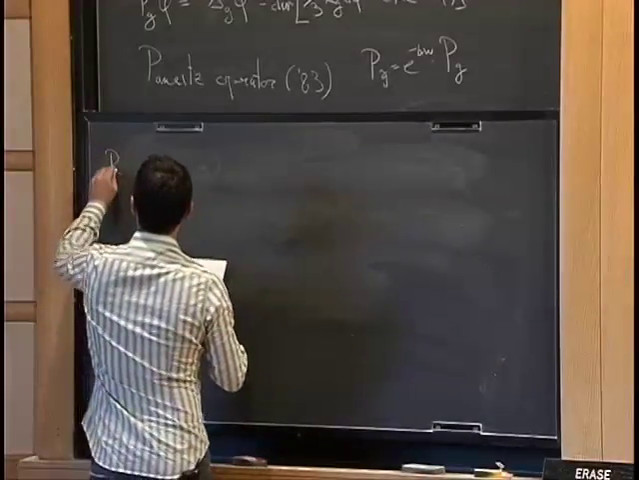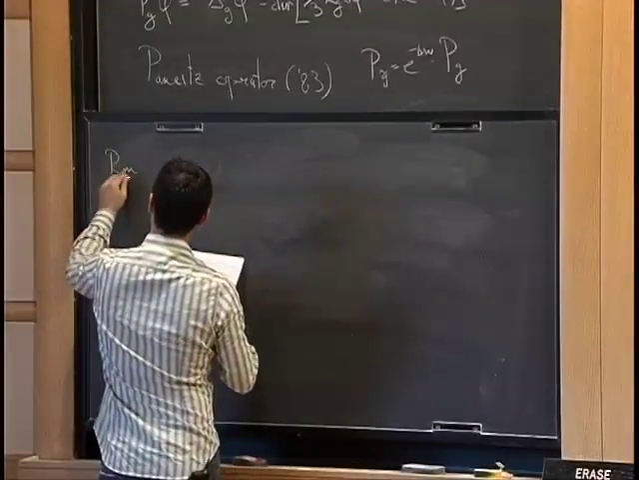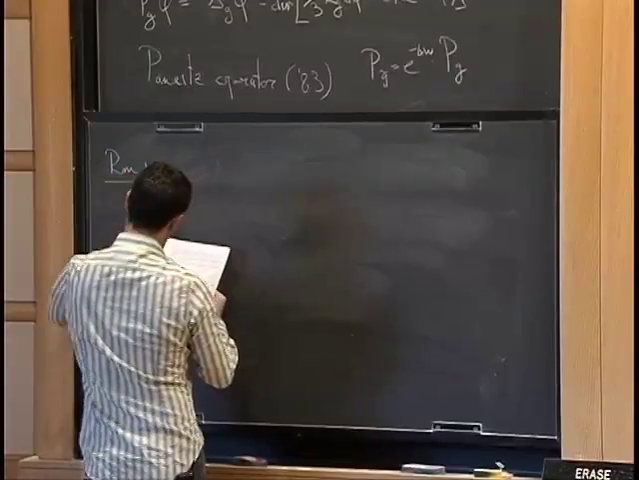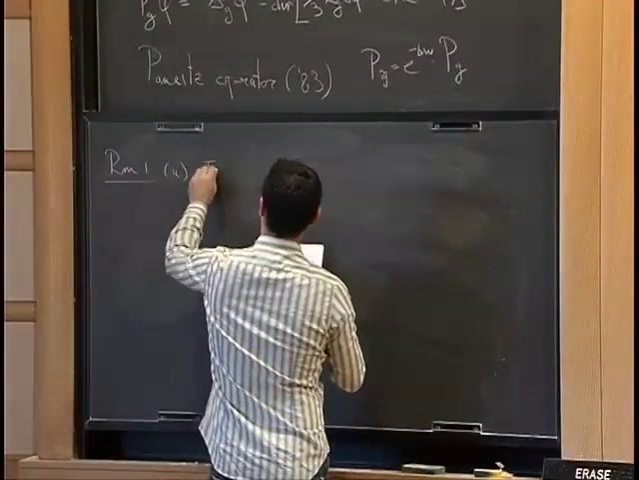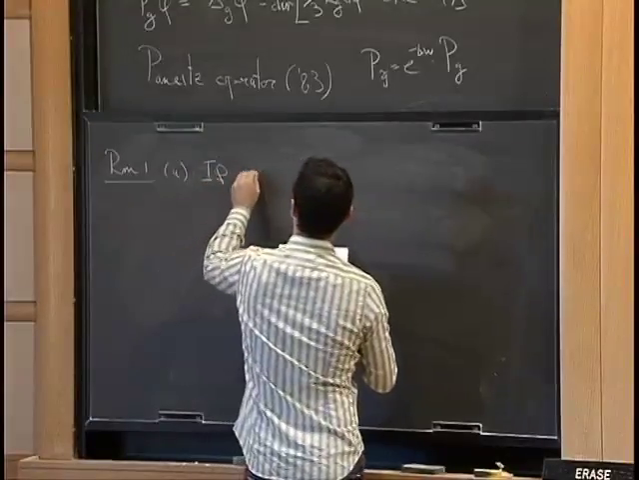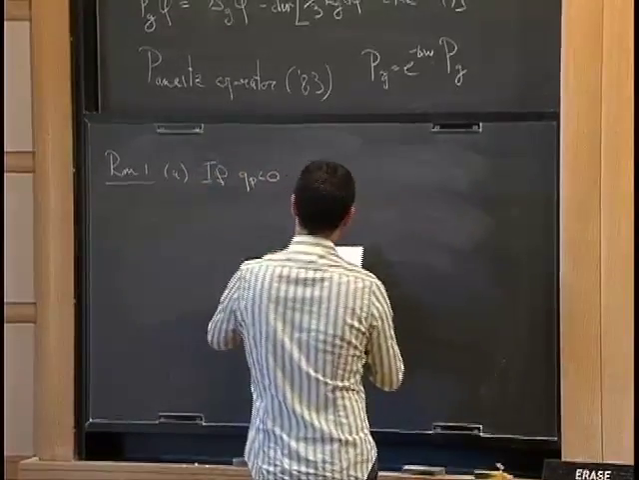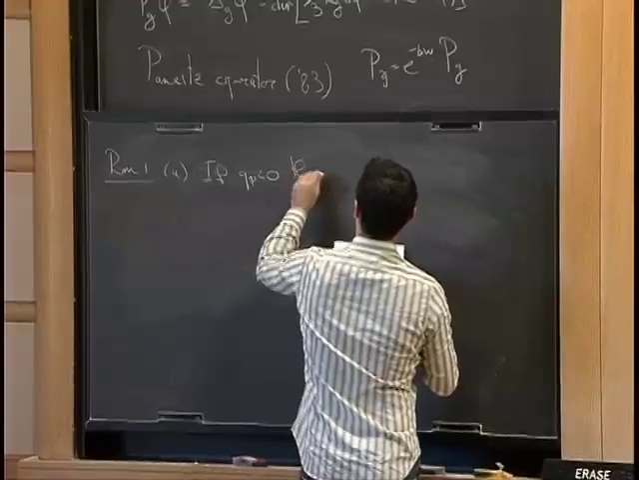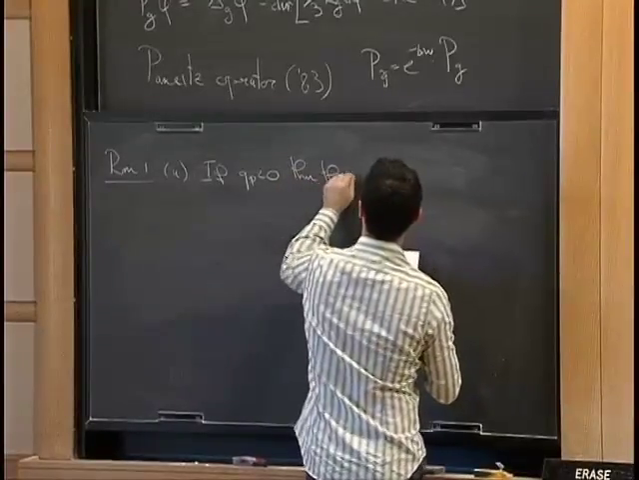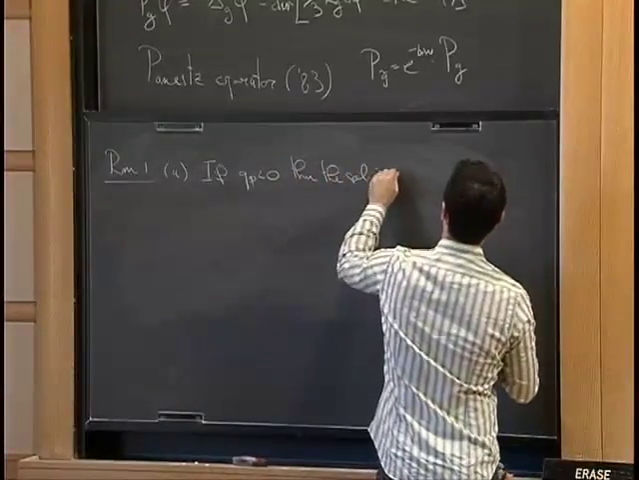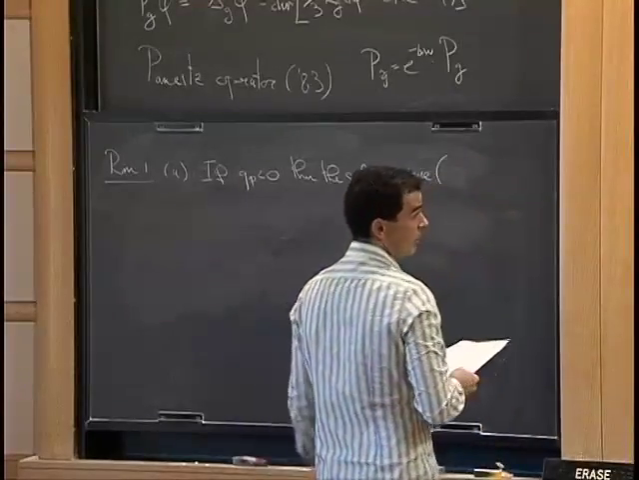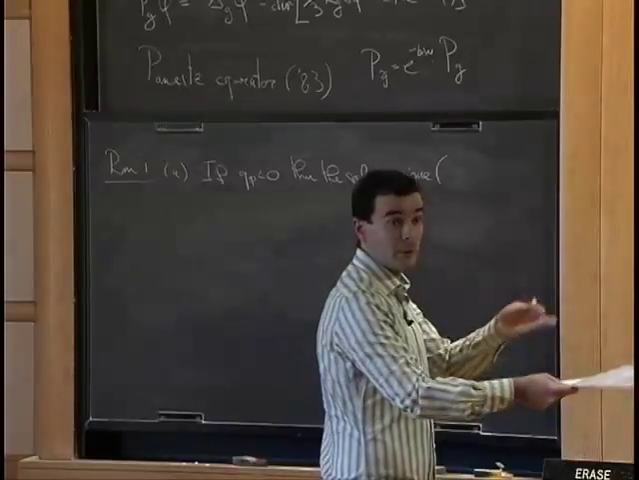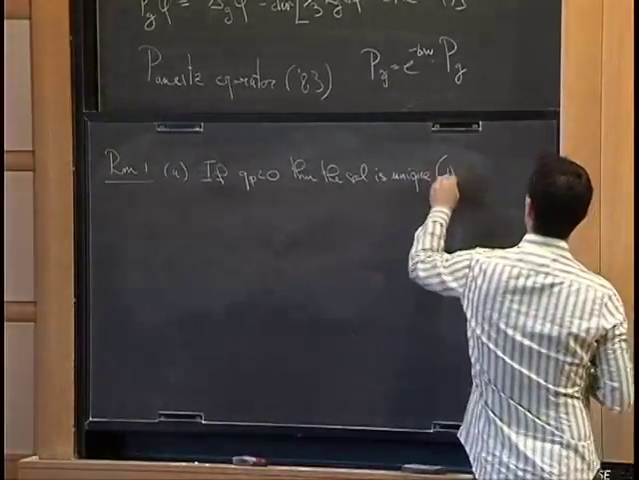So remarks. This is remark 1, say. A: if Q_P is negative, then the solution is unique. And this follows from the fact that the functional 2 is indeed convex under this assumption.